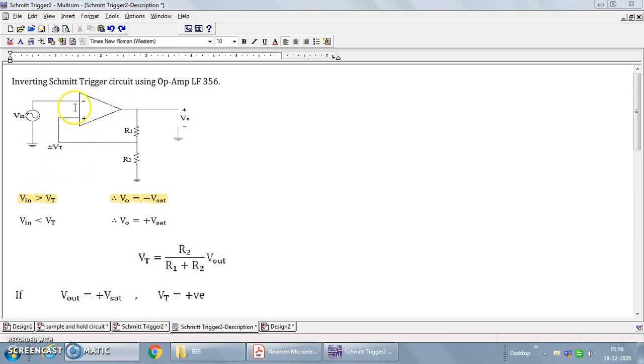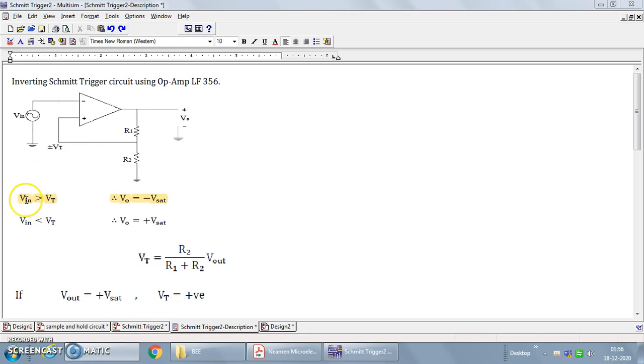Here the operational amplifier is used in open loop configuration, with voltage levels applied at the inverting input terminal and non-inverting input terminal. At the inverting terminal, the input voltage is applied, while at the non-inverting terminal, with the help of a voltage divider network through the resistors R1 and R2, the threshold voltage level is set.